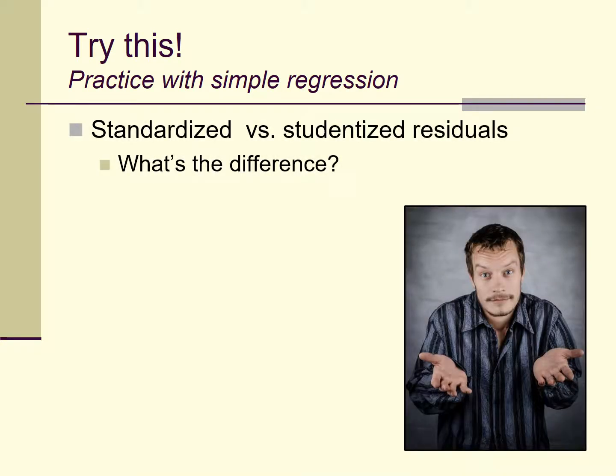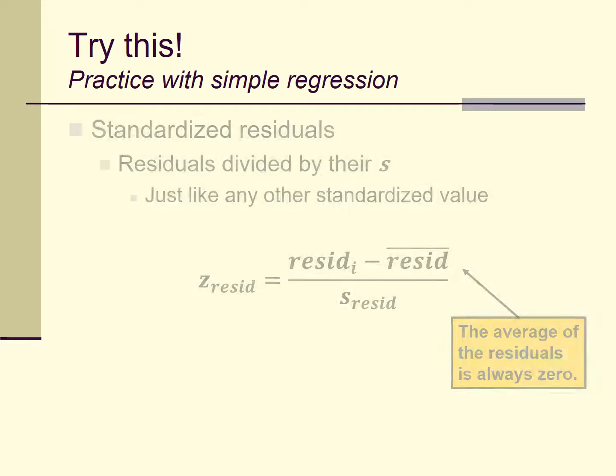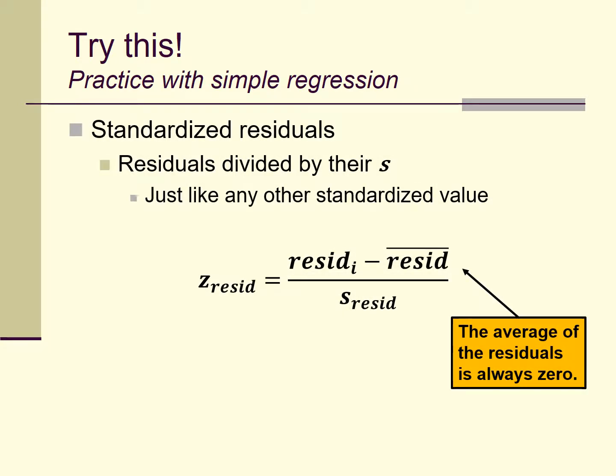By the way, you might be wondering, because I've mentioned it a few times, what's the difference between a standardized and a studentized residual? Well, a standardized residual is just the residuals divided by their standard deviation, just like any other standardized value. So you take a particular residual and subtract it from the average of all the residuals, which is just always going to be 0, and you divide by the standard deviation of the residuals, and that's a standardized value, like a z-score for a residual for a particular case.